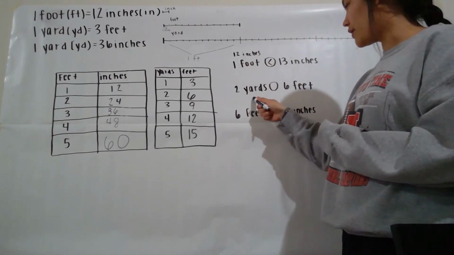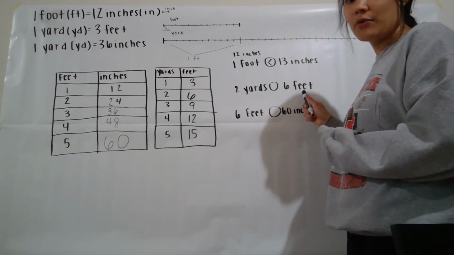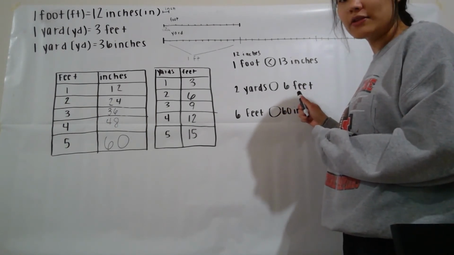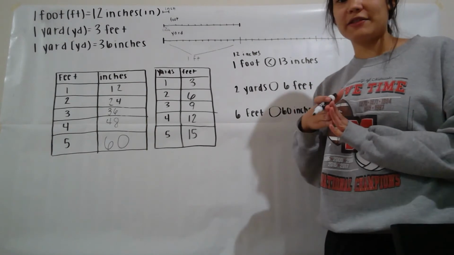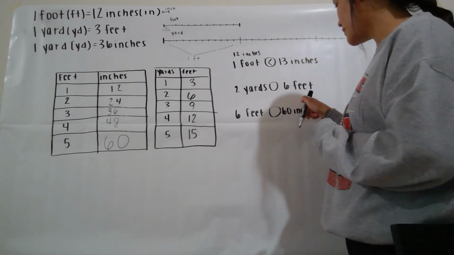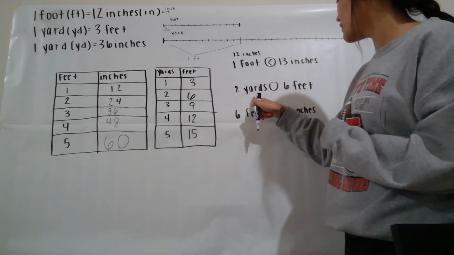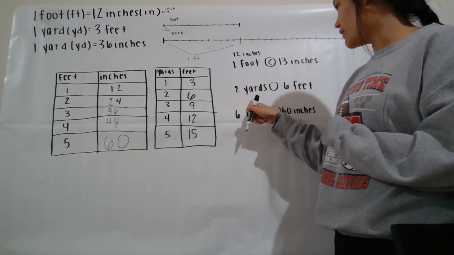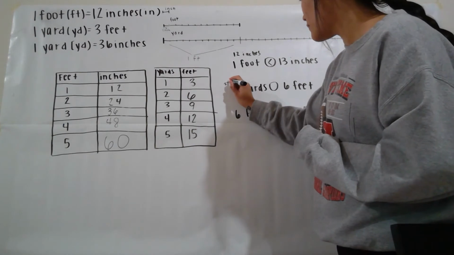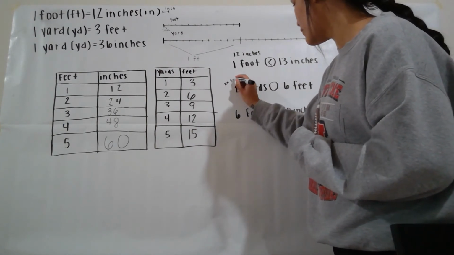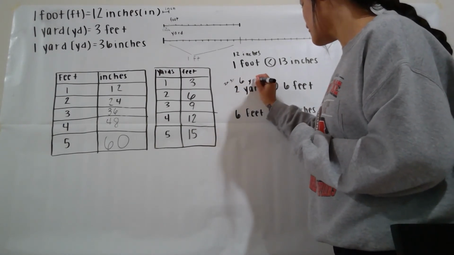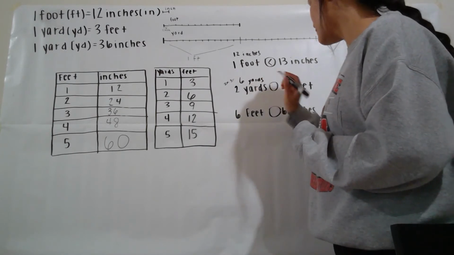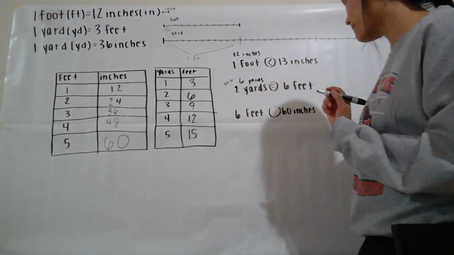Right, 2 yards and 6 feet. We're gonna put them both into the measurement that's smaller. So feet is smaller than yards, so we're gonna write 2 yards in feet. So we know that in 1 yard, there's 3 feet, so we're gonna do 2 times 3, and we get 6 feet. So these are equal.